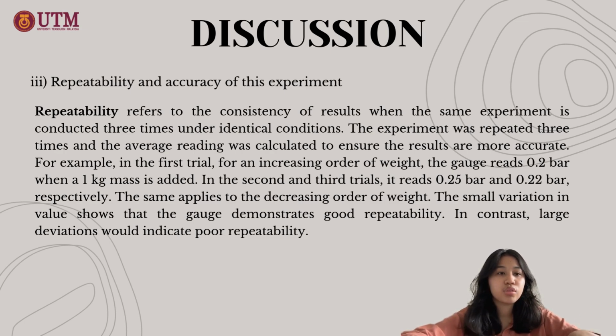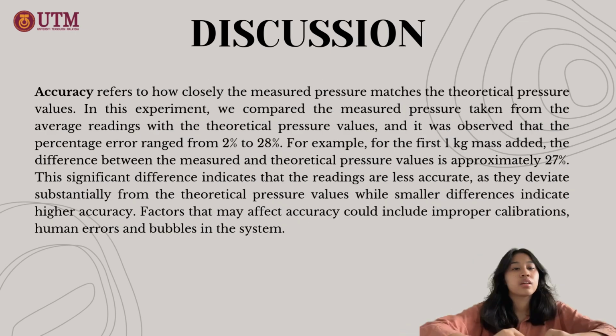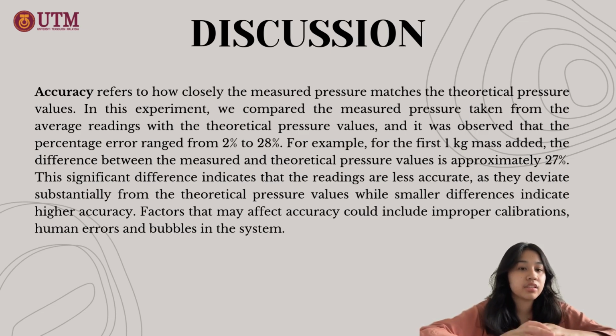This means that the small variation in value shows that the gauge demonstrates good repeatability, while large deviation would indicate poor repeatability. Accuracy refers to how closely the measured pressure matches the theoretical pressure value. So in this experiment, we compare the measured pressure taken from the average reading with the theoretical pressure. The percentage error ranges from 2% to 28%.